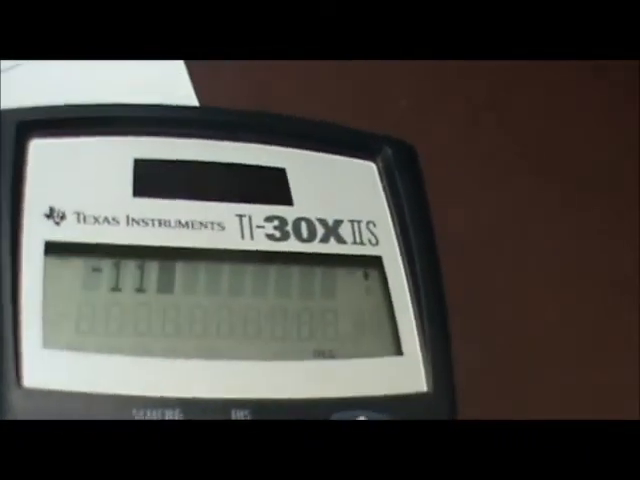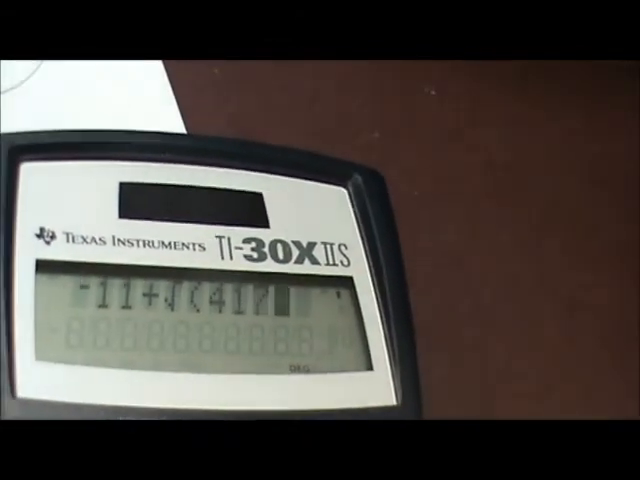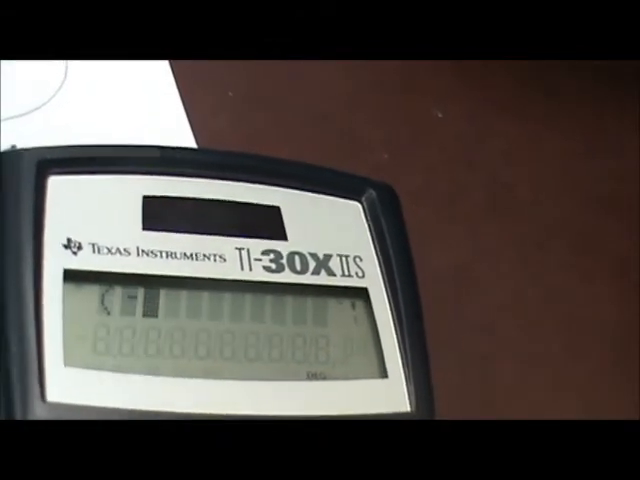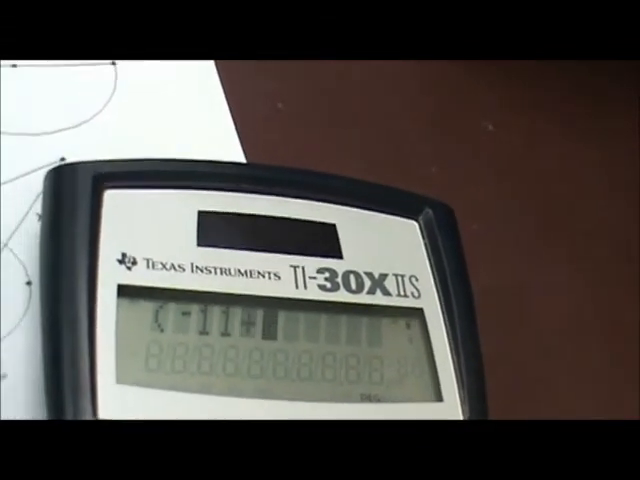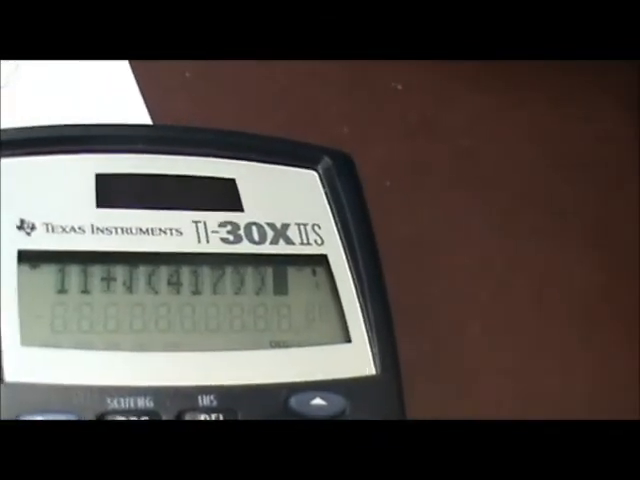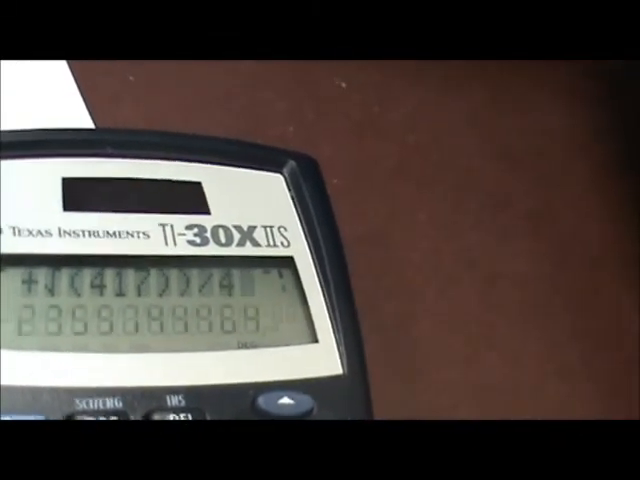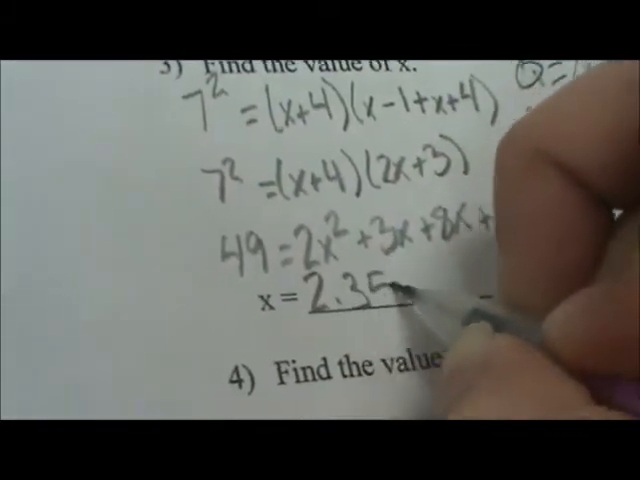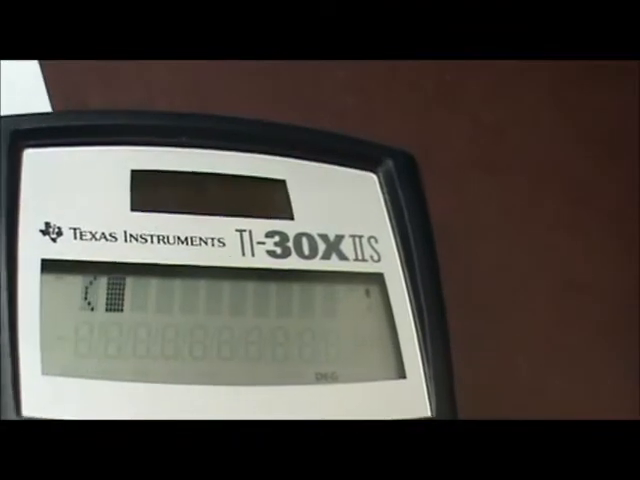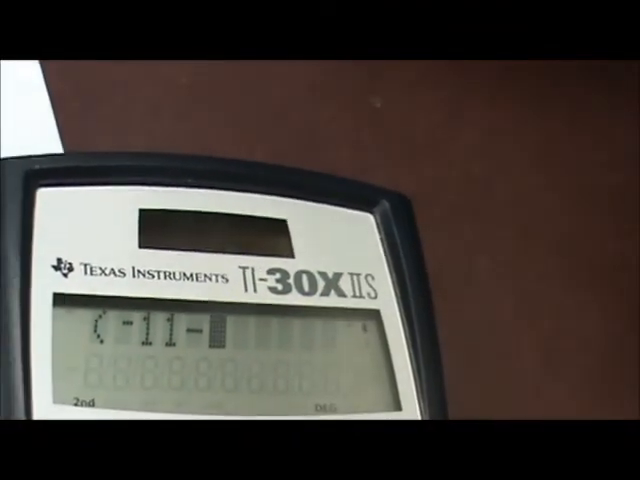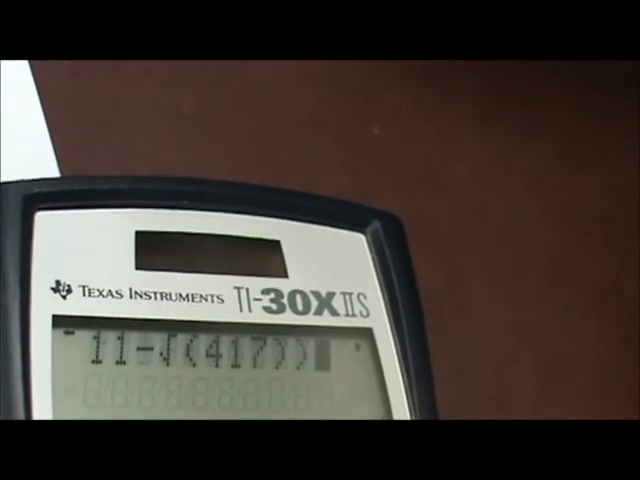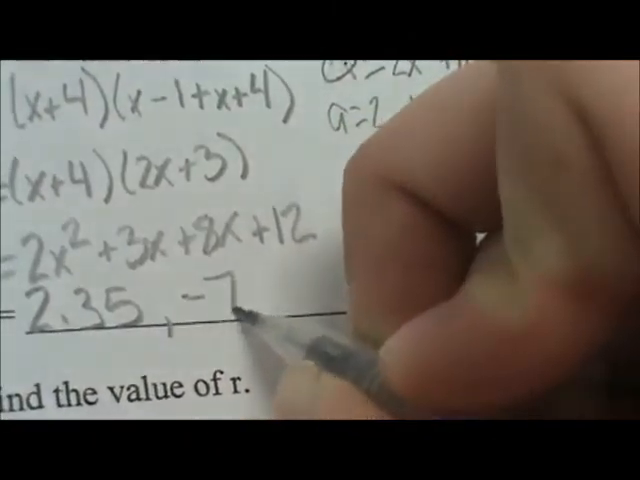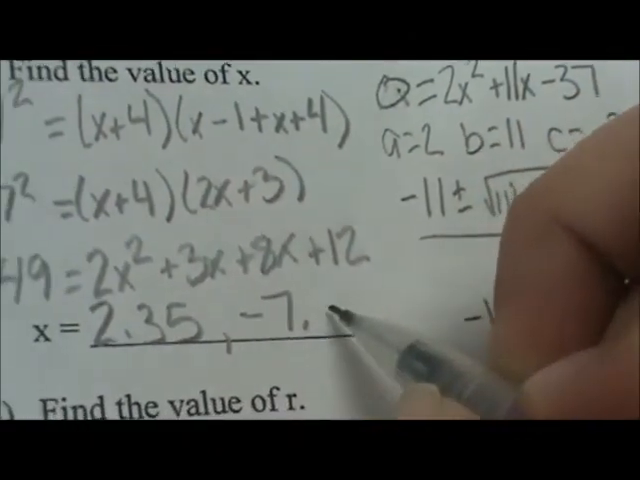And then when you plug that into your calculator, negative 11 plus the square root of 417 divided by 4, you will get 2.35. And then you need to use the other one, which is negative 11 minus the square root of 417 divided by 4, which is negative 7.855.